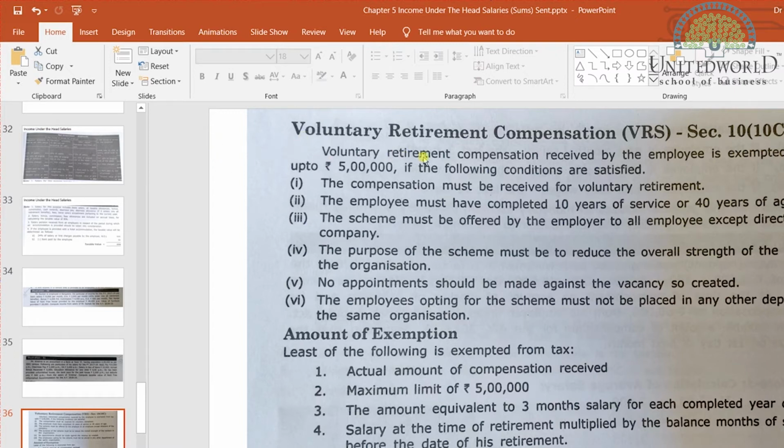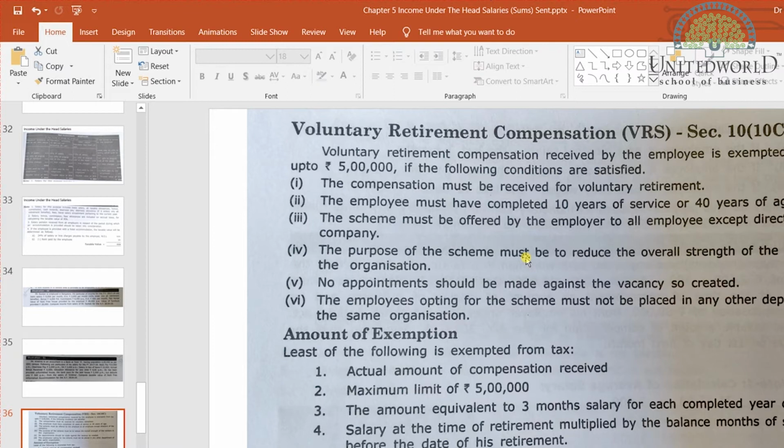The first one is compensation must be received for voluntary retirement. Here what does voluntary retirement mean? We can say the employee is retiring voluntarily, or the scheme must be provided by an employer to the employee. This is not a normal retirement. If a person is retiring at the age of 58 or 60 or 62, then it's not considered a voluntary retirement, right? Second, the employee must have completed 10 years of service.